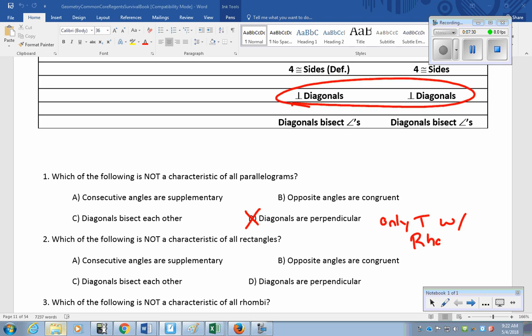I'm just kind of using some abbreviation here to save time. So rhombus and square. So as you answer it, think about what shapes it may or may not work with. And write little notes to yourself. It's going to help with the property questions.